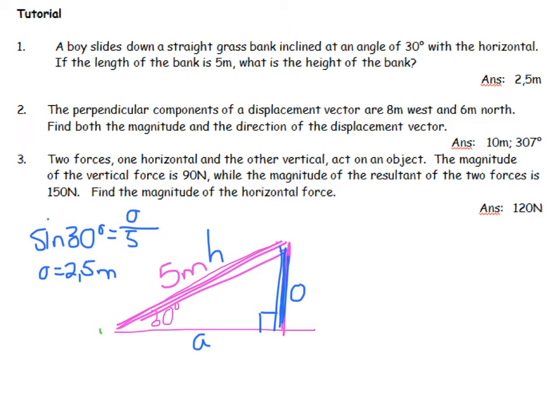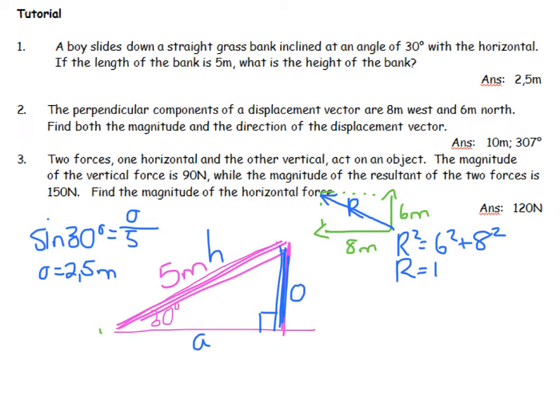The perpendicular components of a displacement vector are 8 meters west and 6 meters north. I don't have to draw to scale at all. Complete the parallelogram and put in an arrowhead like that, and I am able to get the resultant. The resultant squared is equal to 6 squared plus 8 squared, so R turns out to be 10 meters.